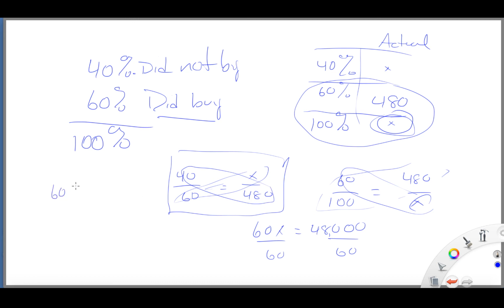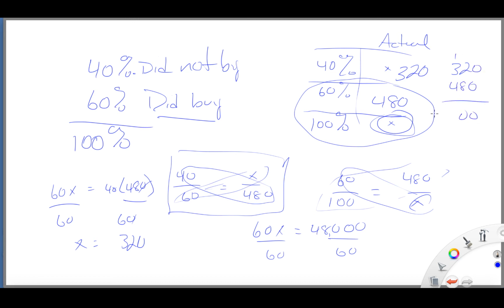In this case, you cross multiply here and here. So that equals 60x, which equals 40 times 480, and you divide by 60 to get x by itself. Obviously we can cross off zeros here and do some other things that would make it easier, but we find that that equals 320. So 320 is here. What's 320 plus 480? Again, we have 800. So there's our total, 800.